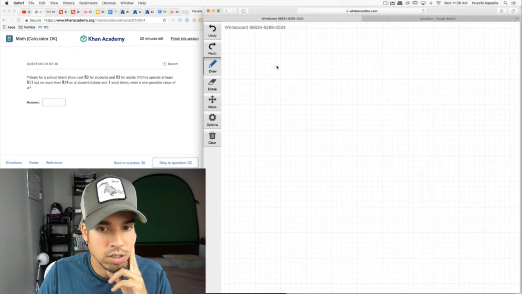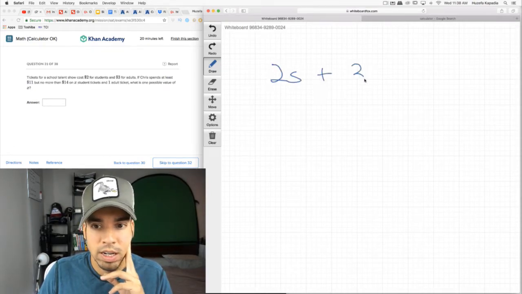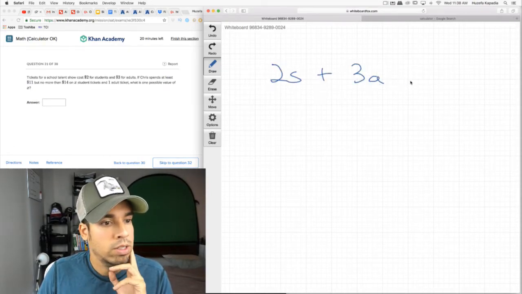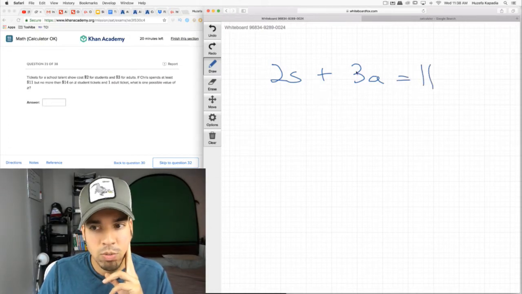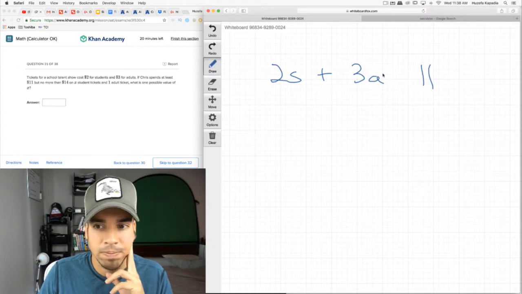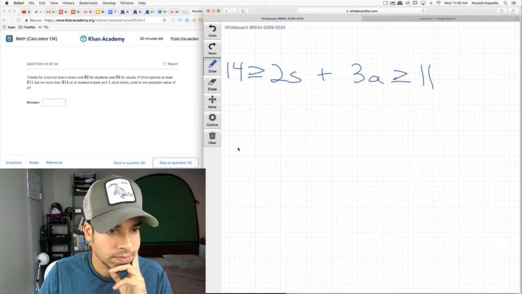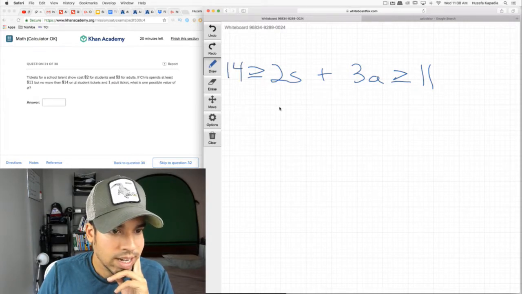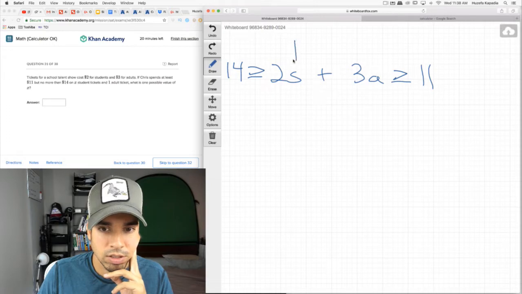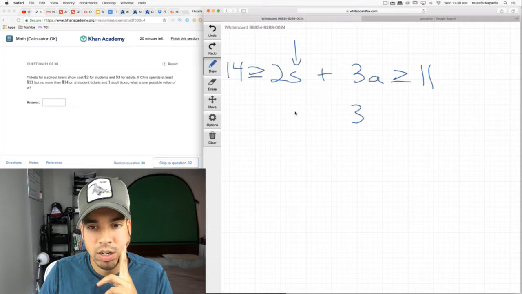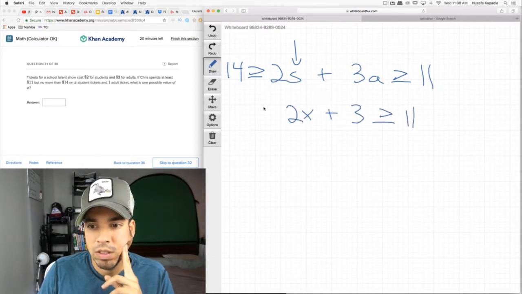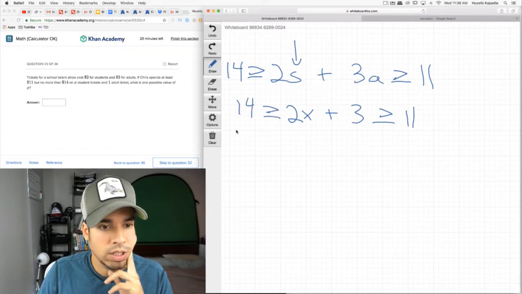Tickets for a school talent show cost $2 per student and $3 per adult. If Chris spends at least $11, so total 11, but no more than 14. Okay, it's actually an inequality. No more than 14. On x student tickets, so this is students, and one adult ticket, so this is $3 plus 2x, let's say, and 11 less than or equal to 14. What is one possible value of x?